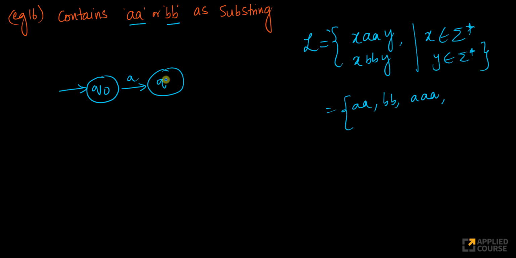A, right? So this accepts AA. So this is my state Q2. Similarly, let's also do BB. Okay, so this is my state Q3.